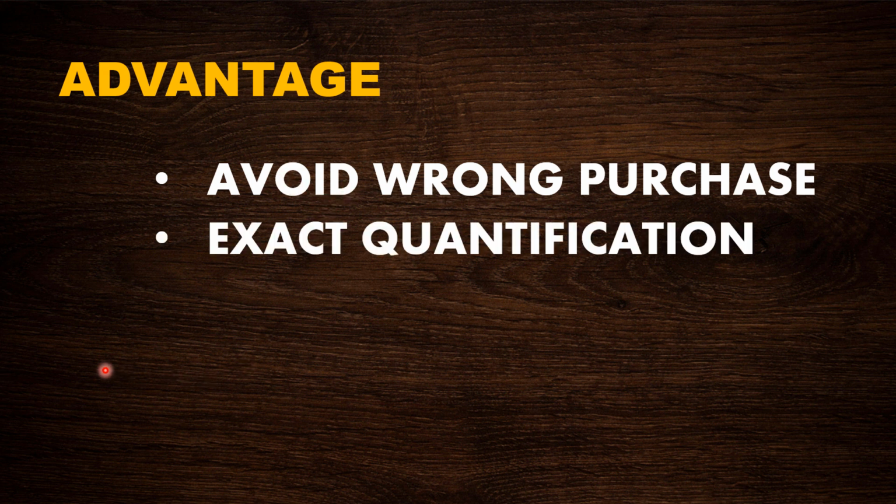And then exact quantification. When a design engineer prepares a particular drawing, he knows how many fittings or how many pipes are actually required. The procurement team may not be able to understand that. So if you prepare a list of materials, you will be able to exactly quantify the material, and you will be able to confirm the figure is correct as per the design.